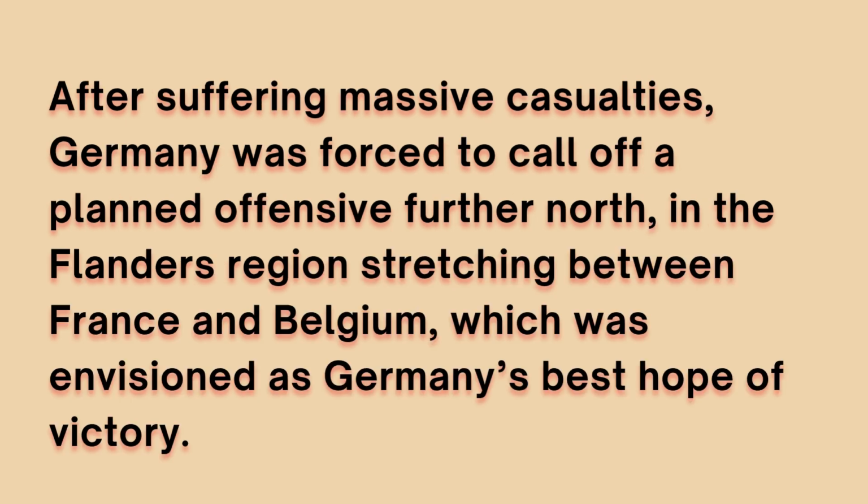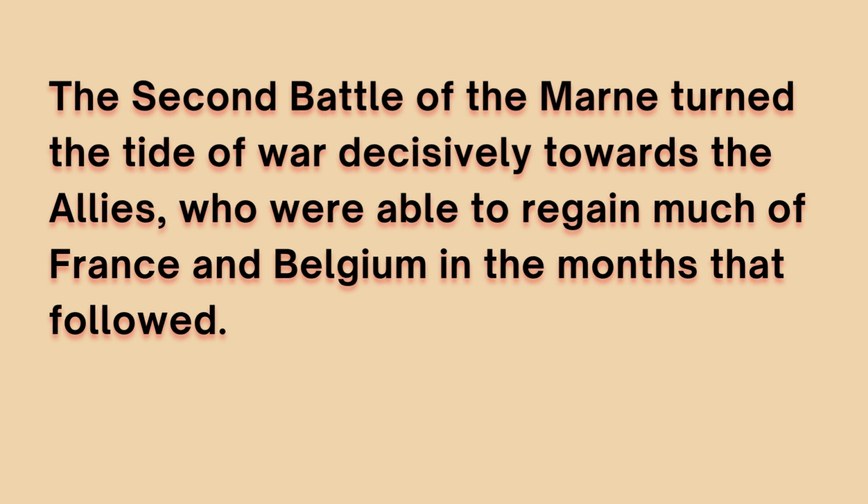After suffering massive casualties, Germany was forced to call off a planned offensive further north, in the Flanders region stretching between France and Belgium, which was envisioned as Germany's best hope of victory. The Second Battle of the Marne turned the tide of war decisively towards the Allies, who were able to regain much of France and Belgium in the months that followed.